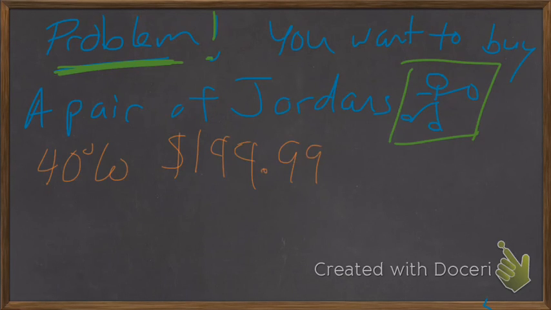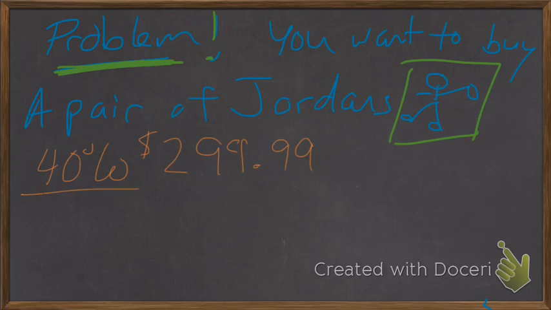You think that's a fair price? $199? No way. The Jordans are $399. $399 for a pair of Jordans? $299. What kind of shoes are you buying? Those are so expensive. We'll say $2.99. Those would be a good pair of shoes.